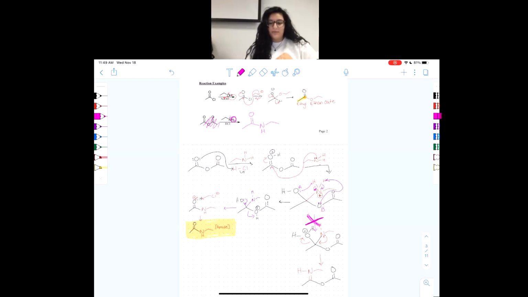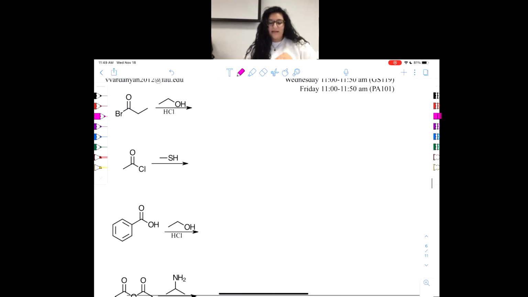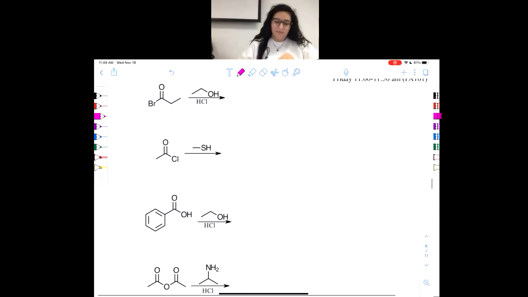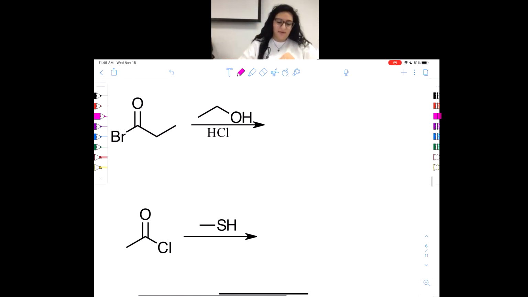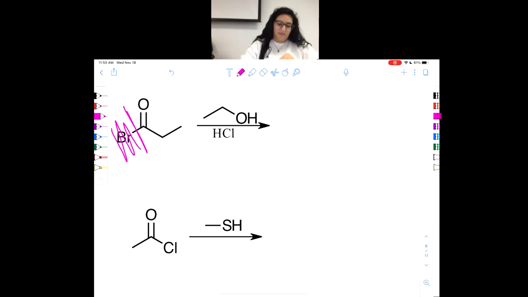So let's do a couple real quick. This is the next page of the handout. The Rosemary method is how I like to go through it. First of all, what's the leaving group? Bromine, cool. So that's where we cleave it.